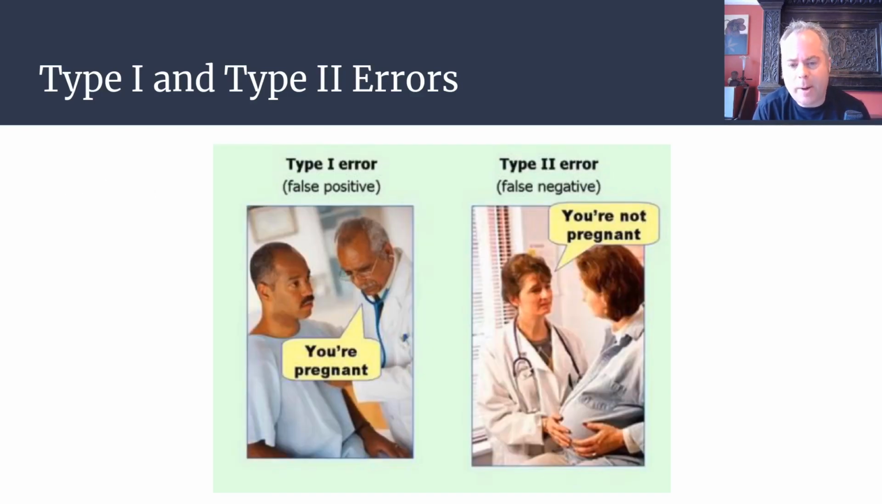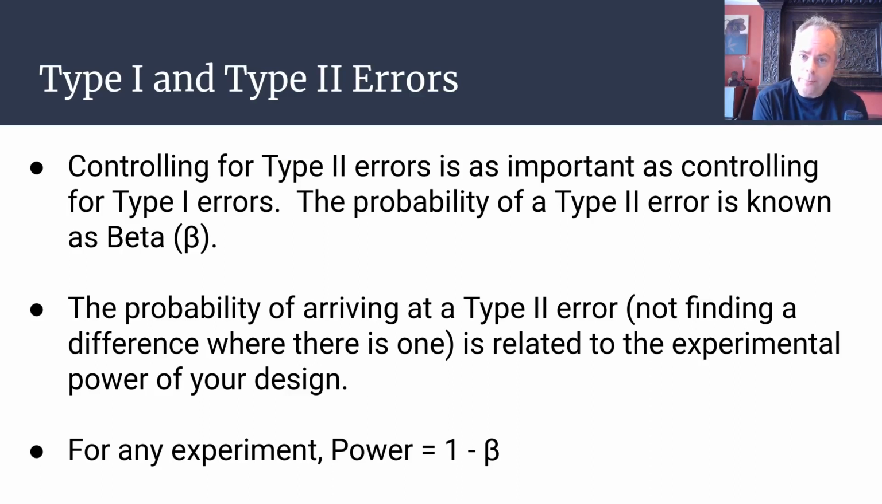If you have difficulty remembering what's a type 1 error and what's a type 2 error, you'll find lots of different images on the internet that help you learn which is which. A type 1 error is a false positive, thinking you have an effect when you don't. A type 2 error is a false negative, which is basically thinking you don't have an effect when actually there is one present. So controlling for type 2 errors, that should be obvious to you, is really important, arguably as important as controlling for type 1 errors.